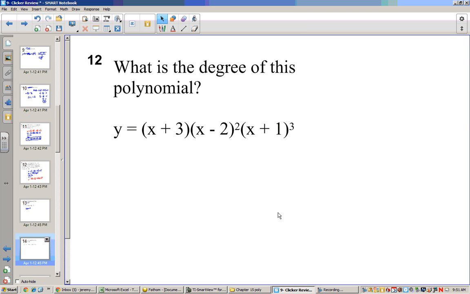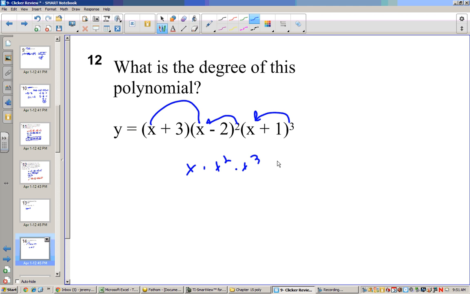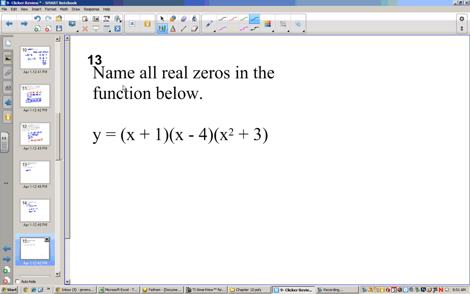What is the degree of this polynomial? Well, if I expand this like the previous one, this would be x. That would give you an x squared, and this would be x to the third. So x times x squared times x to the third will be x to the sixth. And so we would have a degree of 6.